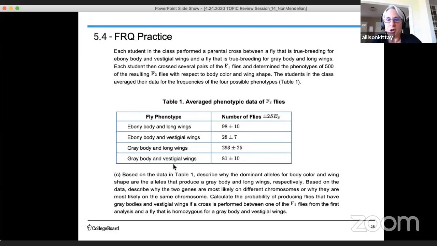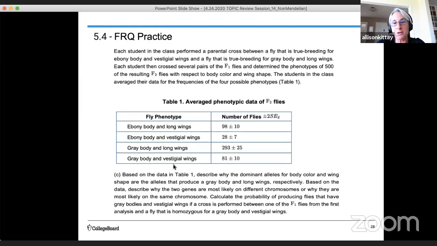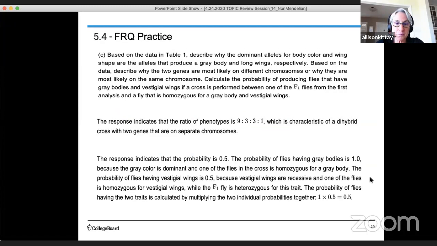All right, and then of course we've got our plus and minus 2 standard errors at the means. So first of all, if it was a Mendelian inheritance pattern of genes that are on separate chromosomes, we should see a 9 to 3 to 3 to 1 ratio. And hopefully you looked at those numbers. We have 500, which is a lot, right? And you can kind of see the 9 to 3 to 3 to 1 ratios. And then the probability is going to be 0.5.